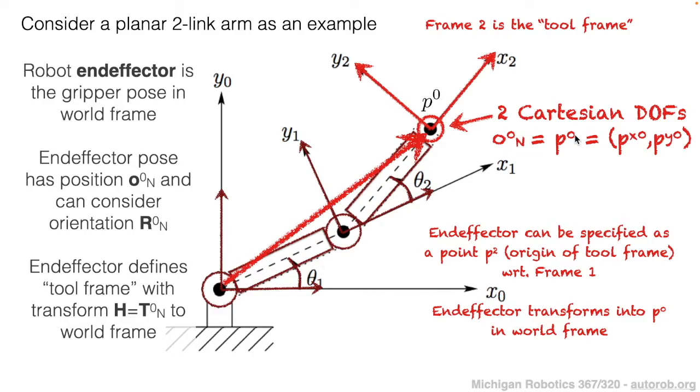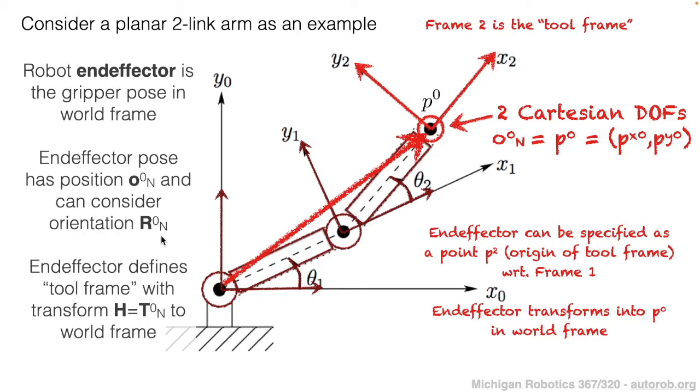So 0 is denoting that it's in the world frame of reference, and it has two components in this planar case. It has an X component and a Y component. So that's the first component of what we call the end effector pose, right? So it's this position. The second component of the end effector pose is an orientation of the actual frame of reference of the end effector.